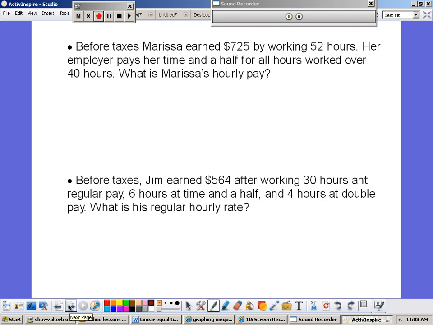Okay, before taxes, Marissa earns $725 by working 52 hours. Her employer pays her time and a half for all hours worked over 40. What is Marissa's hourly pay? Okay, so what I know is she gets 40 hours at a certain pay, which I don't know what it is. And then she worked 12 extra hours for the 52 hours at time and a half, which is 1.5 times that rate, for a total of $725.